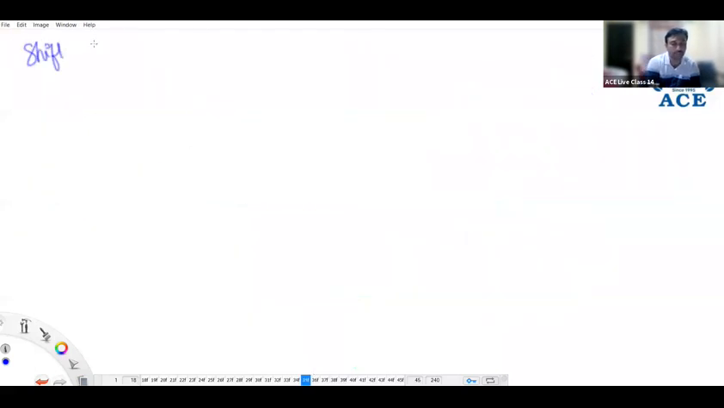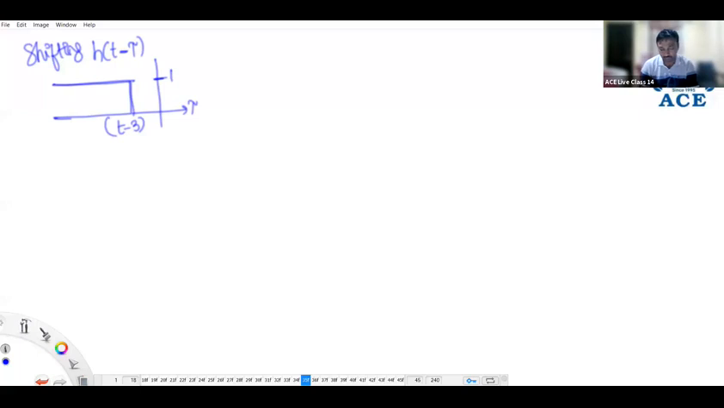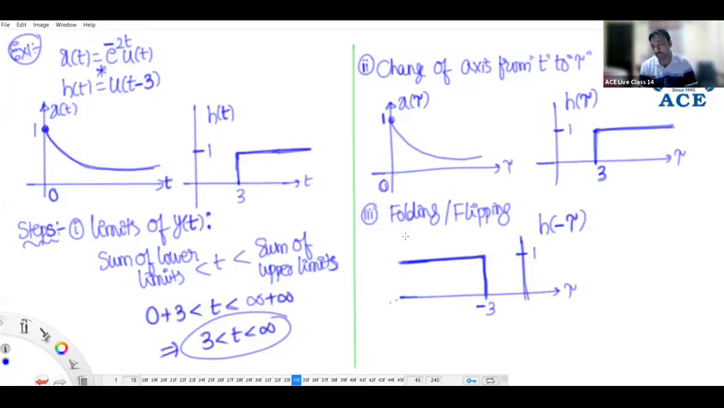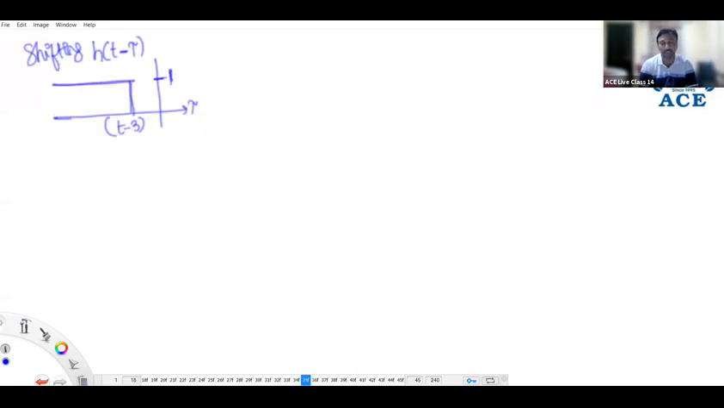So what is the shifted form of that signal? Existing limits are minus infinity to minus 3. For that, add t. It becomes t minus 3. See here, from the folded signal to get the shifted signal, the limits are minus infinity to minus 3. For that, I added t.